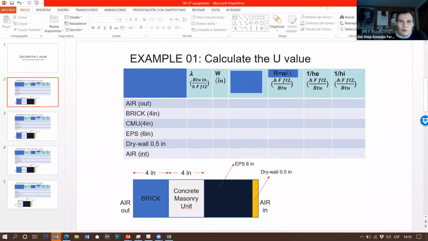Okay, so this is the first example. We are going to calculate the U value. First, we have to calculate the R value, and finally, we will calculate the U value of this wall. We have brick 4 inches, concrete masonry unit 4 inches, extruded polystyrene or foam or polymer. This is thermal insulation 6 inches, and this is the internal finish, the drywall.